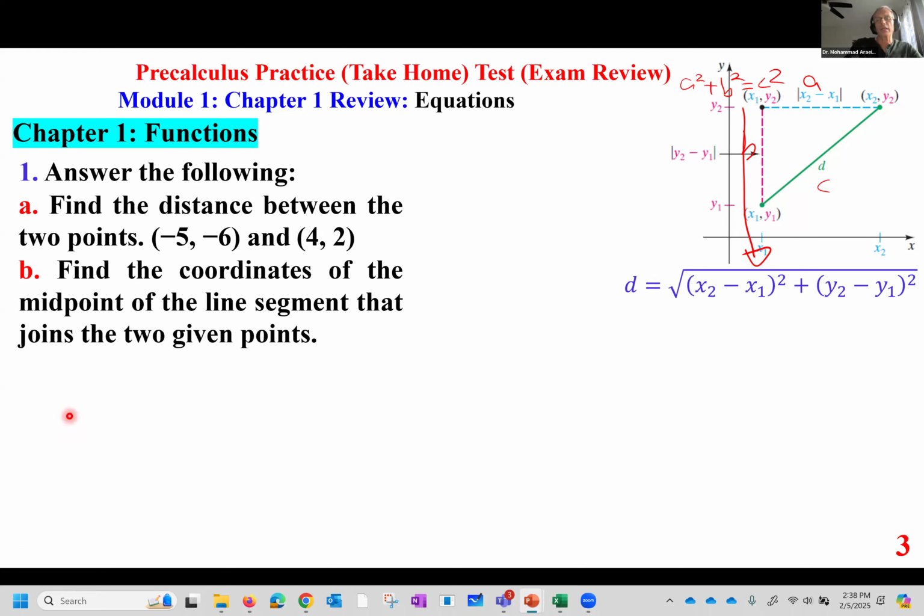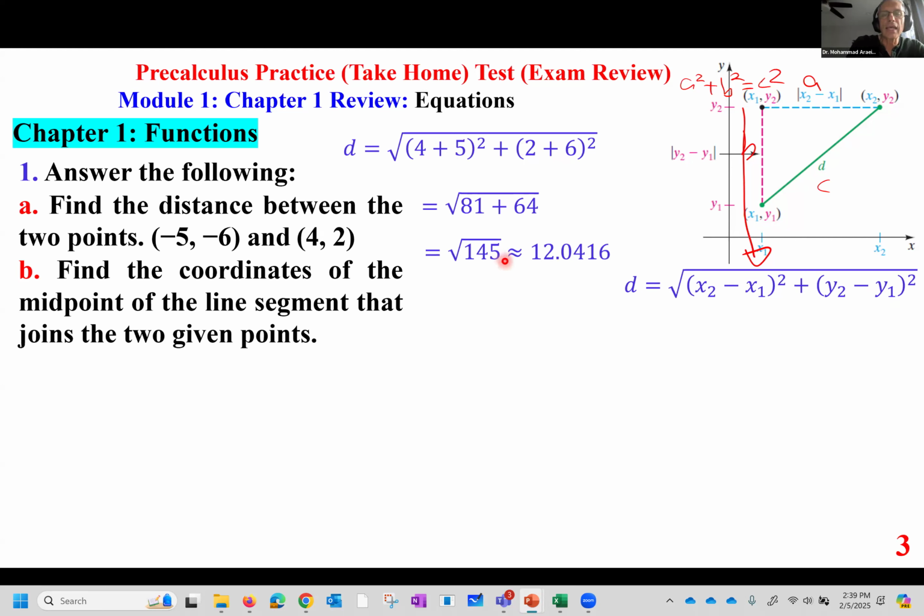So basically, plug in. And remember, these are the 2 points. And it doesn't matter which one you take as the first, which one you take as the second point, because when you square a number, whether it's positive or negative, it becomes positive. So from here, you can say 4 minus -5, which makes it 4 plus 5, quantity squared. And then 2 minus -6 or plus 6, quantity squared. So we are following the formula. 4 and 5, 9 squared is 81. 2 and 6, 8 squared is 64. And they add up to 145.